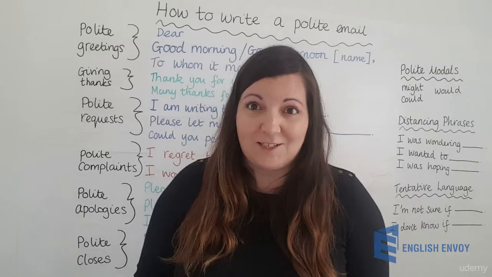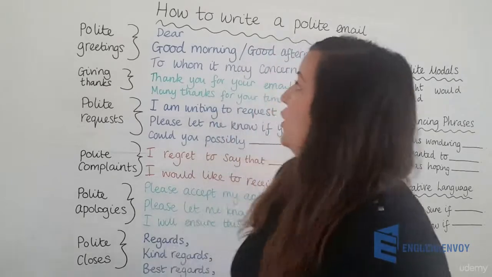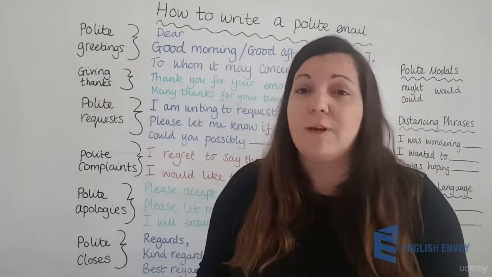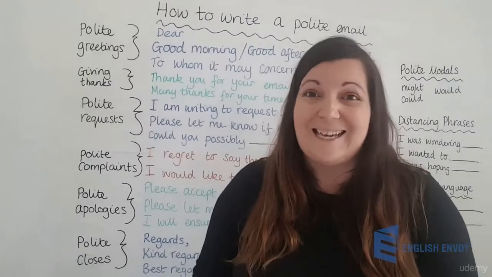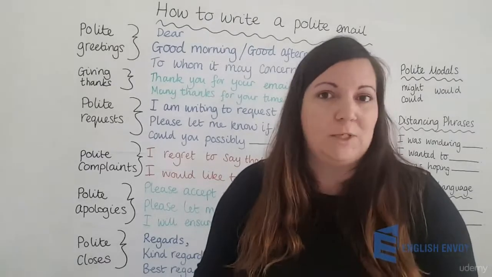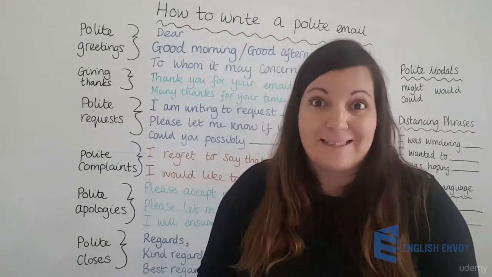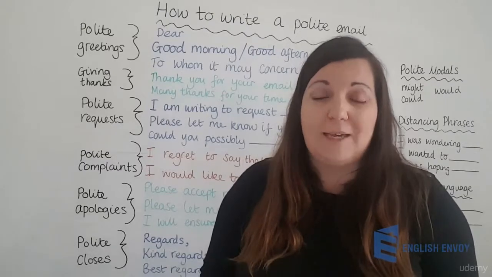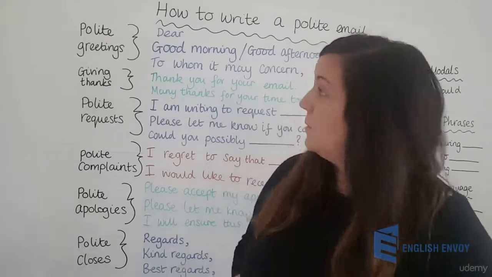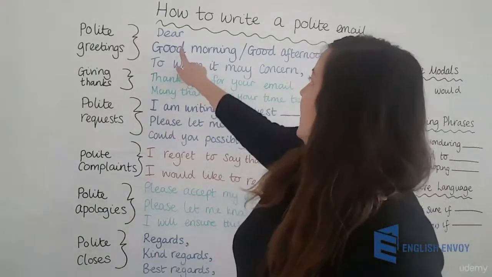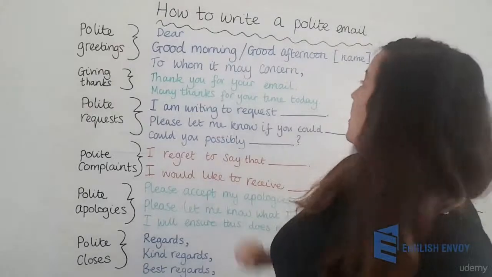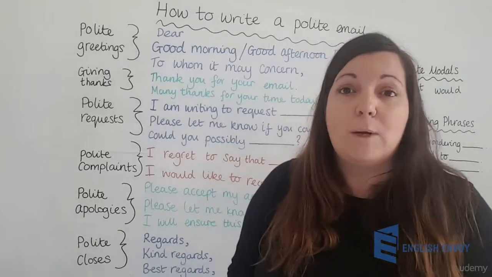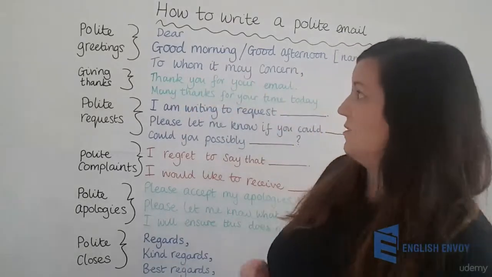So here is my suggested format for your polite email. You want to start with some sort of polite greeting. Now we talked in the last video about being really formal and saying things like dear sir and madam or dear sir or dear Mr. and then their name or dear Mrs. and then their name. Because this is an email, we can be a little bit less formal but still be polite. So we might use dear again, or we might say good morning and then the person's name, or good afternoon and then the person's name. If we don't know the person's name, we might say to whom it may concern.